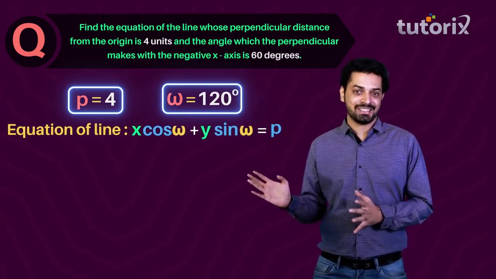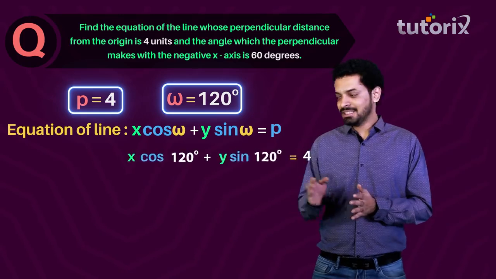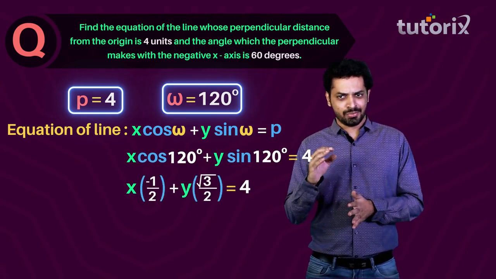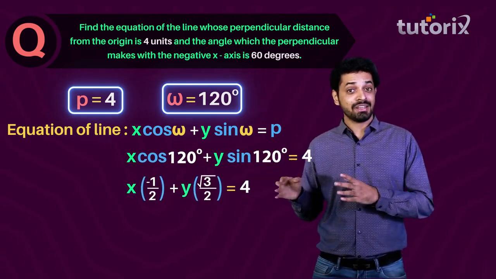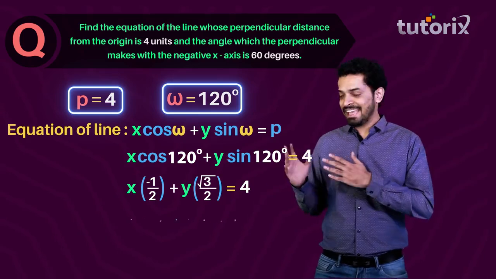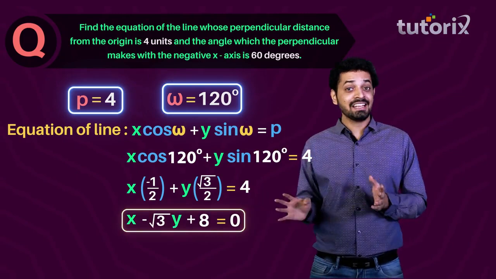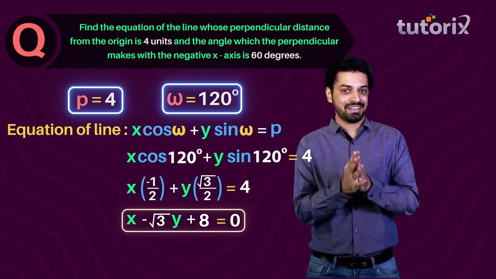x cos omega plus y sin omega is equal to P. So that is x cos 120 plus y sin 120 is equal to 4. Now since cos 120 is minus half and sin 120 is root 3 by 2, we get x minus root 3 y plus 8 is equal to 0, right? This is the equation of the line which we have obtained using the normal form of a line.